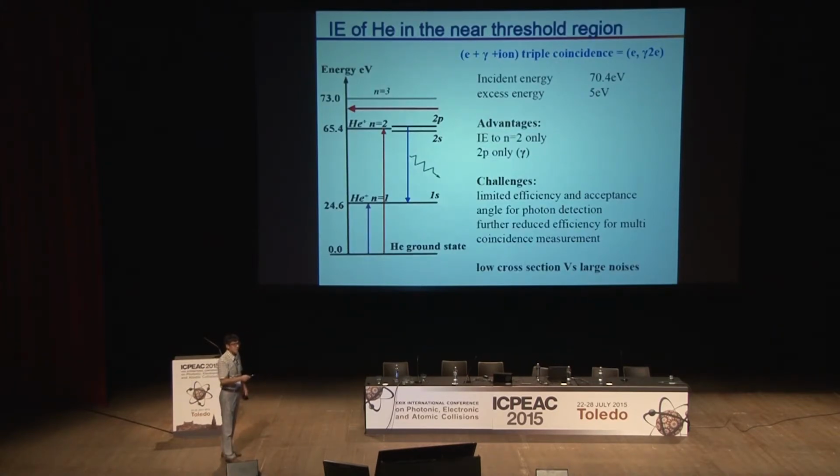The incident energy in our study is chosen as 17.4 eV. The advantage of such an arrangement is that it's lower than the n equals 3 state, so only ionization excitation to the n equals 2 state could be opened. And in addition, we detect this photon and we could select the 2p state.